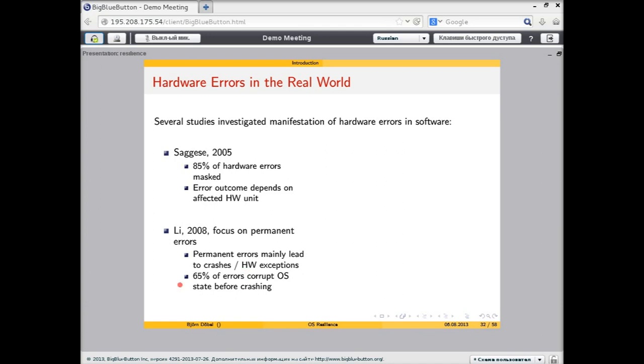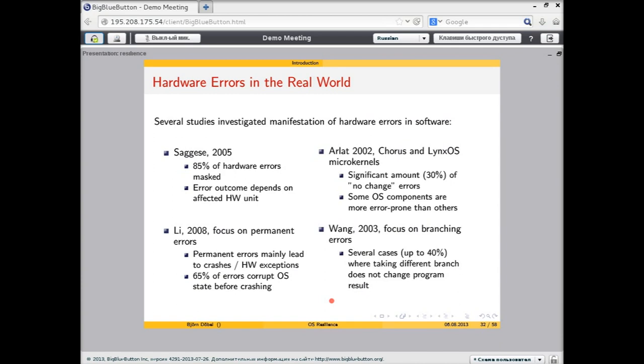Another thing that this study then pointed out is that even though if you have a permanent error, you're very likely to see a crash, which you can take care of, 65% of the errors that they injected were actually corrupting the operating system state, which is something we need to care about. Other studies had a closer look at how such errors affect microkernel operating systems.